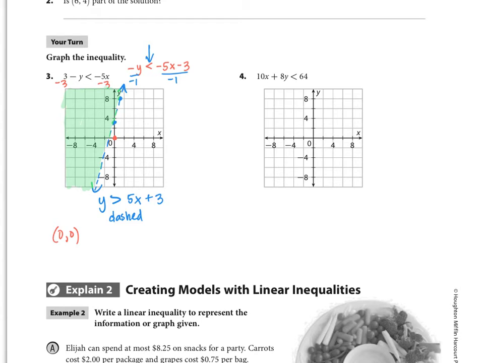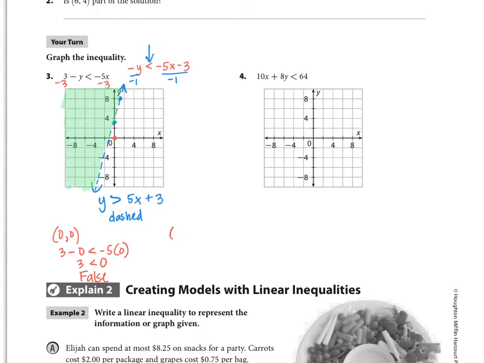So if I plug in, let's see, it would be 3 minus 0 is less than -5 times 0. If I plug it in, this means 3 is less than 0. Is that true or false? That is most definitely false. So that checks out. 0, 0 is not a solution, and it is not shaded on my graph, which is a good thing.